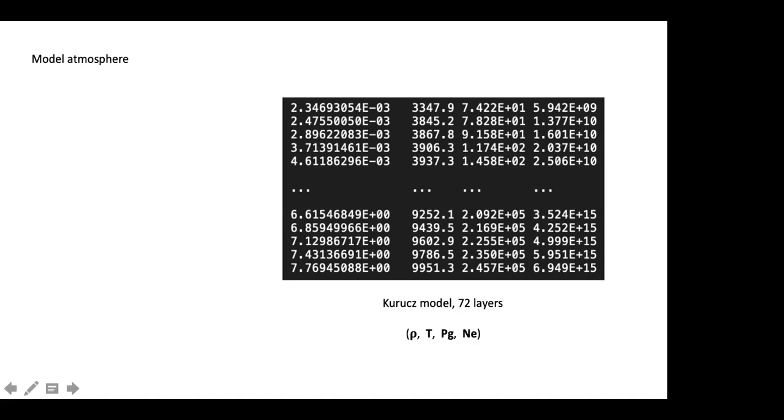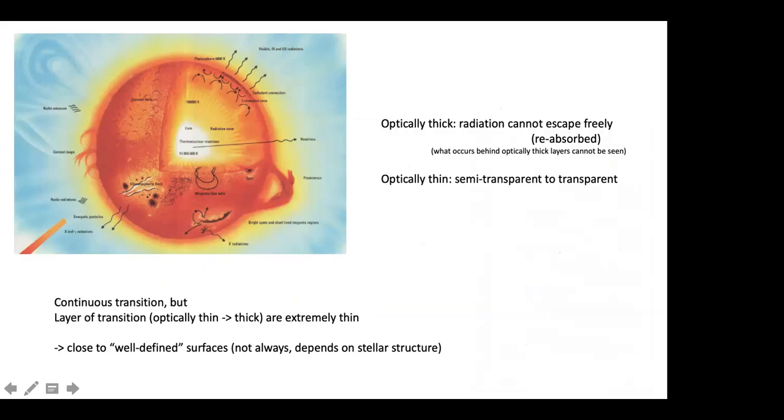This means in every layer of these models for the atmosphere, I have the physical conditions of the matter: the density, temperature, and pressure. Okay.